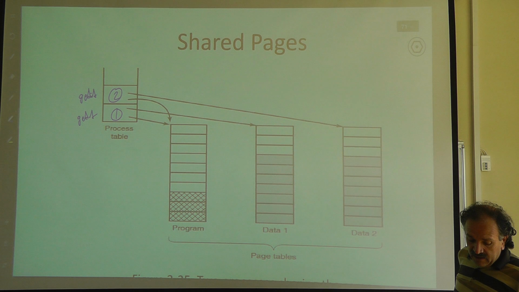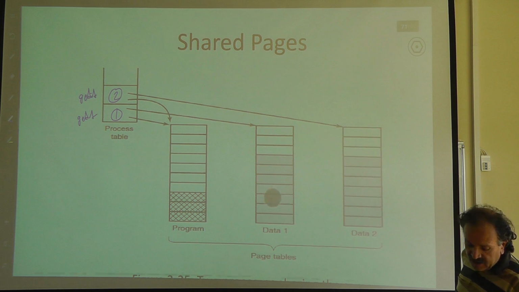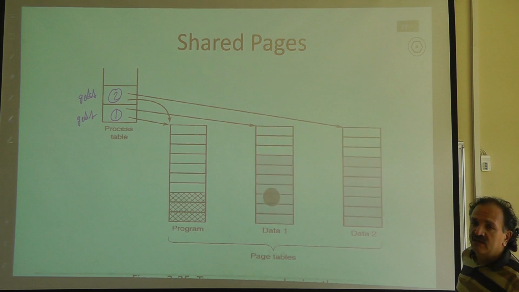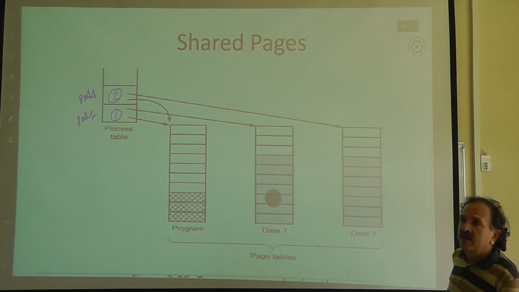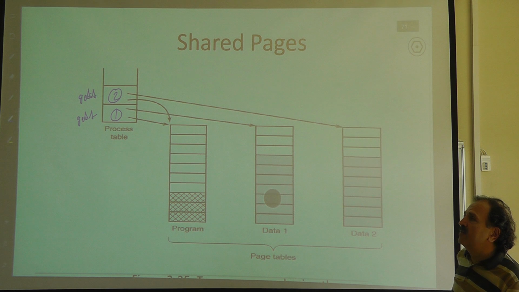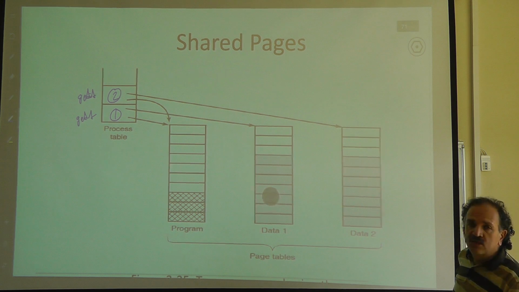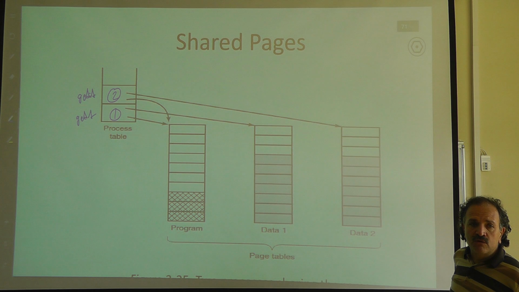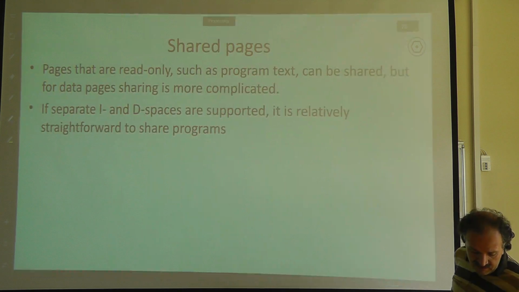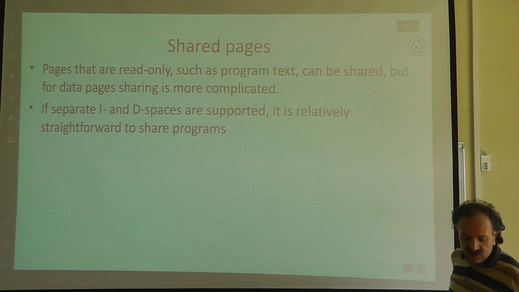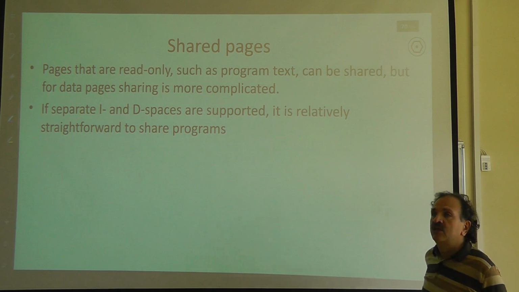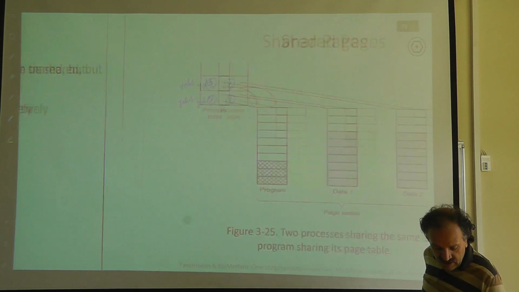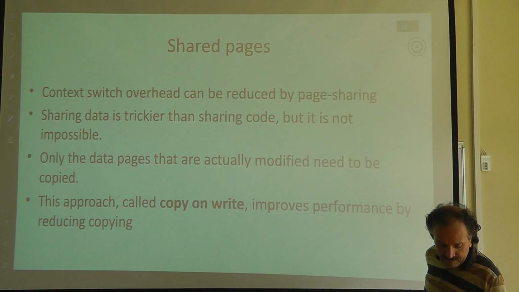Okay. So what is the problem? The problem is that if I share the data, if one of them changes the data, the other one will get affected. That might be a problem. Sometimes it's a problem, sometimes not. If you want to make some kind of inter-process communication using the shared data, that's okay. But if you want to keep your data to yourself, that becomes a problem. Okay. So using separate instruction and data spaces, if they are supported, it is relatively straightforward to share the text part of the program.